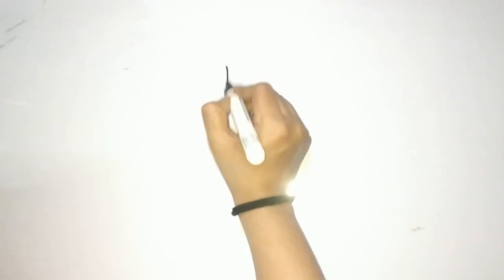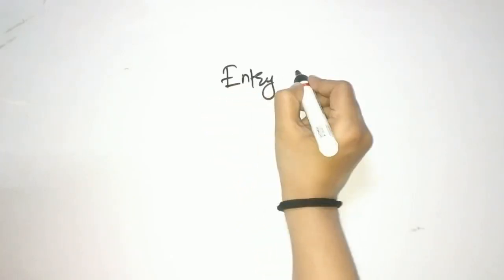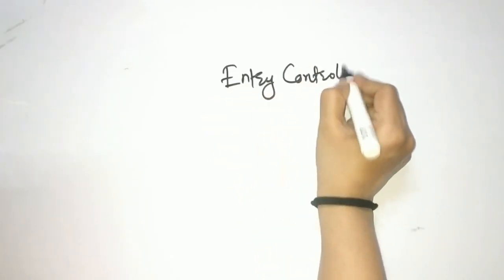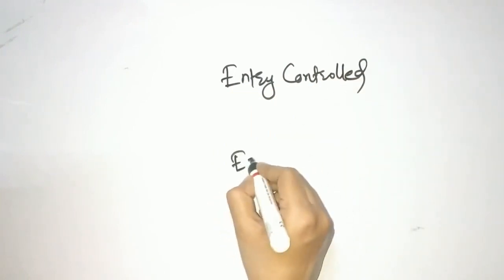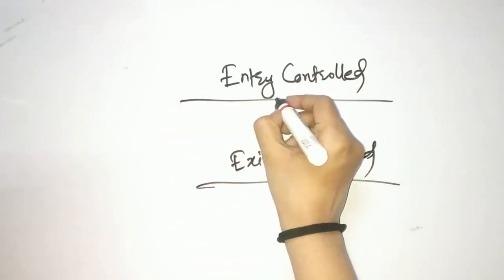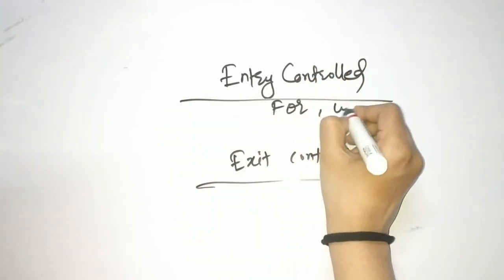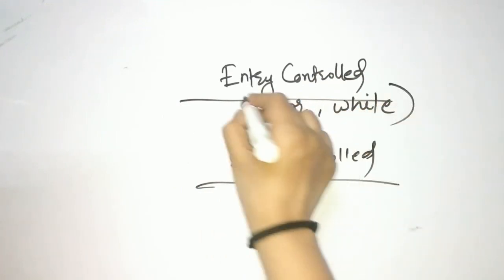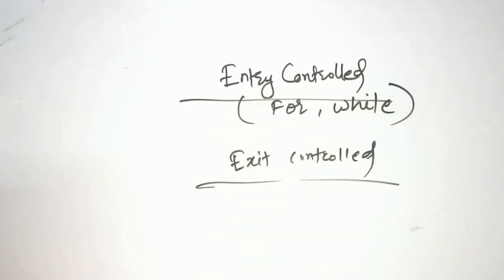So friends, as we have seen in the starting, loops are of two types, entry controlled and exit controlled. In the entry controlled we have seen for and while. For loop and while loop both check the condition at the initial step only. If the condition is true, then only the body of the loop will execute. That's why they are named entry controlled.